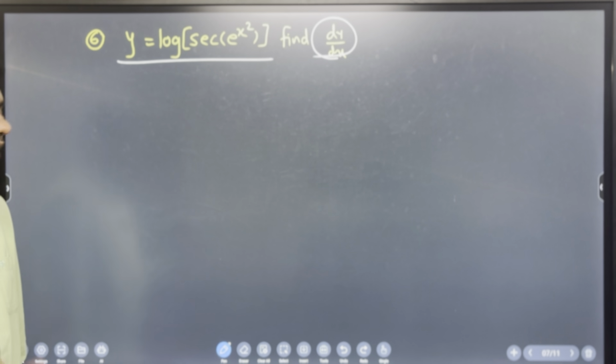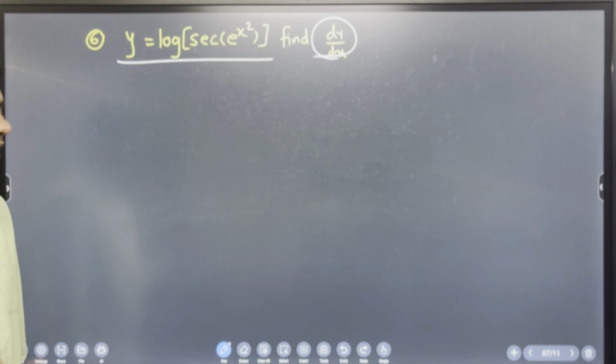So once you remember the formulas in your mind: first the log formula, then sec, then e raised to x, and then x square. In such a way we solve the given example. So let's start differentiating y with respect to x. We apply d by dx on both sides, so that is d by dx of log of sec of e raised to x square, bracket complete. Then take the derivative of log.